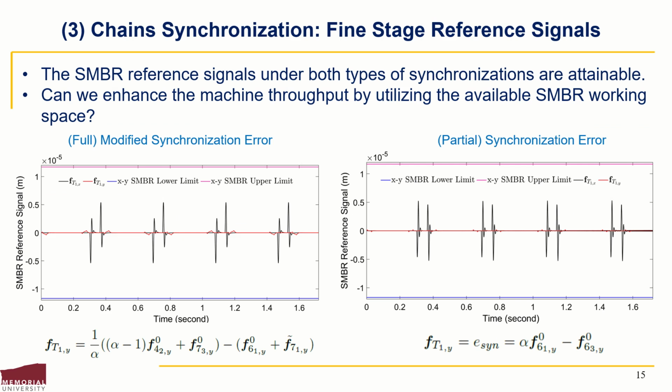Having these satisfying results, it's important to check that the needed Smbr reference signals under both types of synchronizations and the given machine operating conditions are attainable. Indeed, based on these two figures, the working space limits of plus minus 11.7 micrometers are not violated. This motivates us to investigate whether the fine stage utilization under chain synchronization can in fact increase the machine throughput or not.